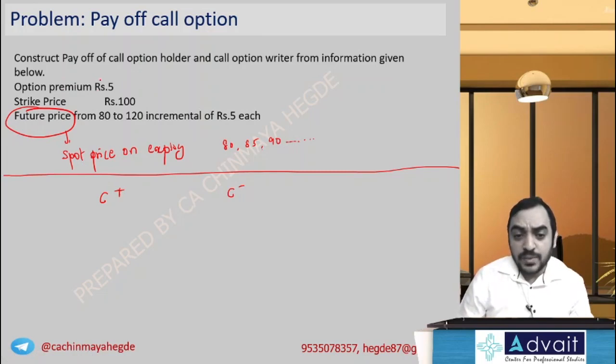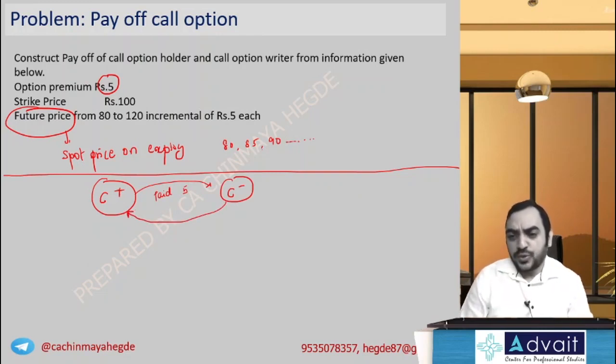Now in this case, premium amount is 5 rupees. So the call option holder paid 5 rupees to the writer, and what did he get in return? Can you tell me? I think now you should be able to tell. Holder paid 5 rupees. Absolutely correct. But in return, what did he get immediately today? He got the right. Now let's be more specific.